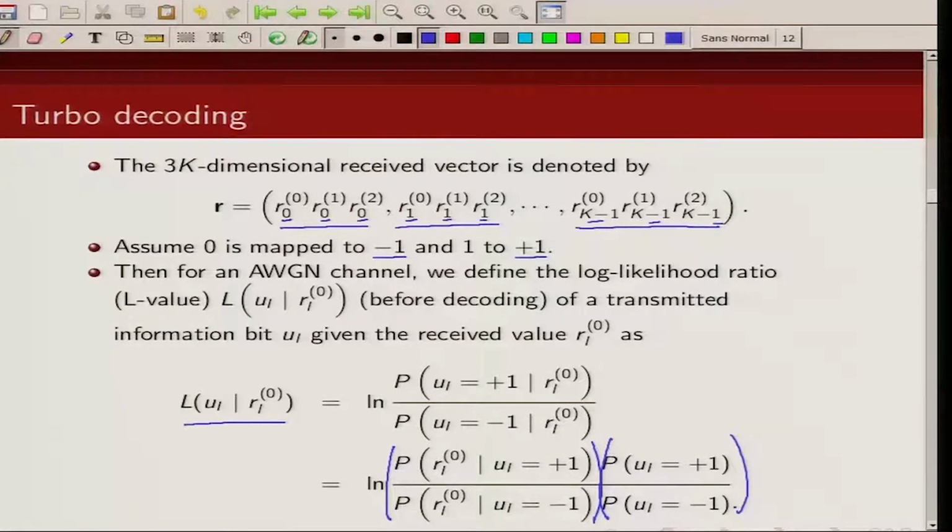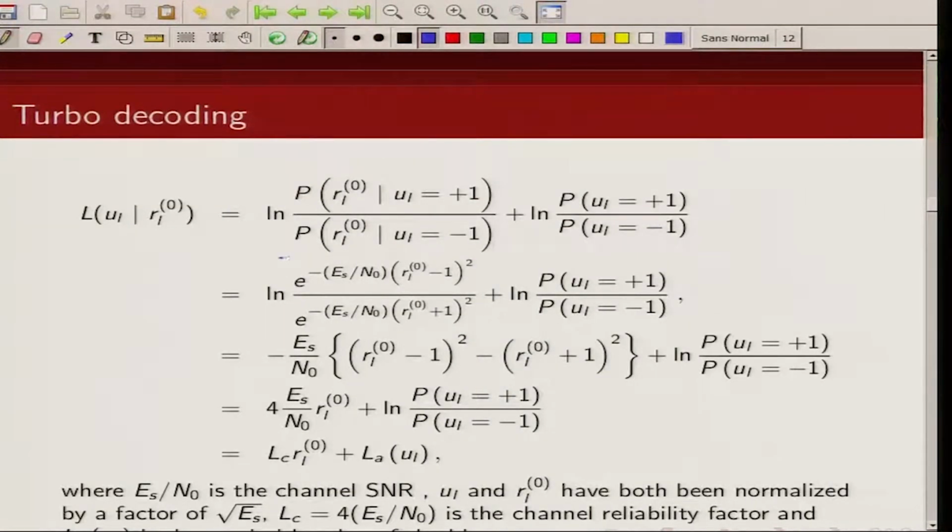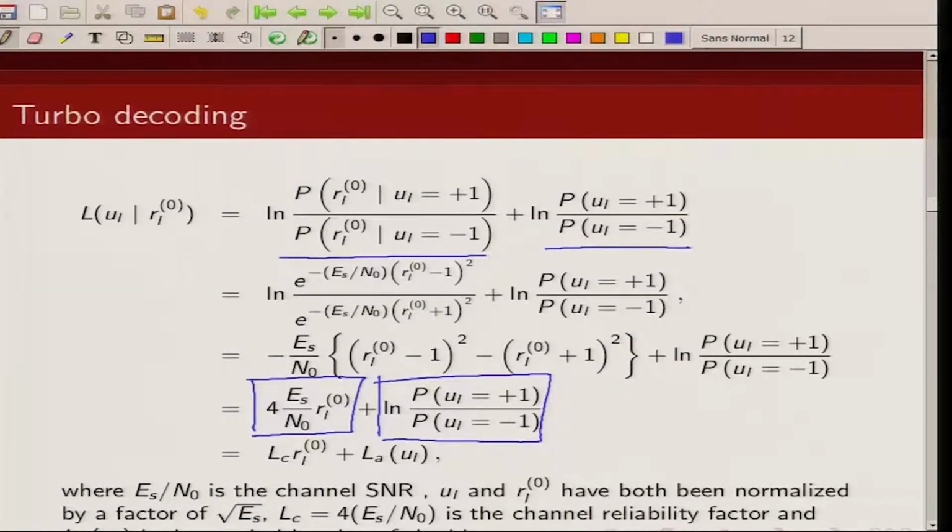So, log of A times B is log of A plus log of B. So, we can write it as this is one term and this is another term. Now, we are talking about the additive white Gaussian noise channel, so we can find out what the likelihood ratio is. We plug that value in here, and after simplification we get a term of this form. So, there are 2 terms, one is this and another is this.